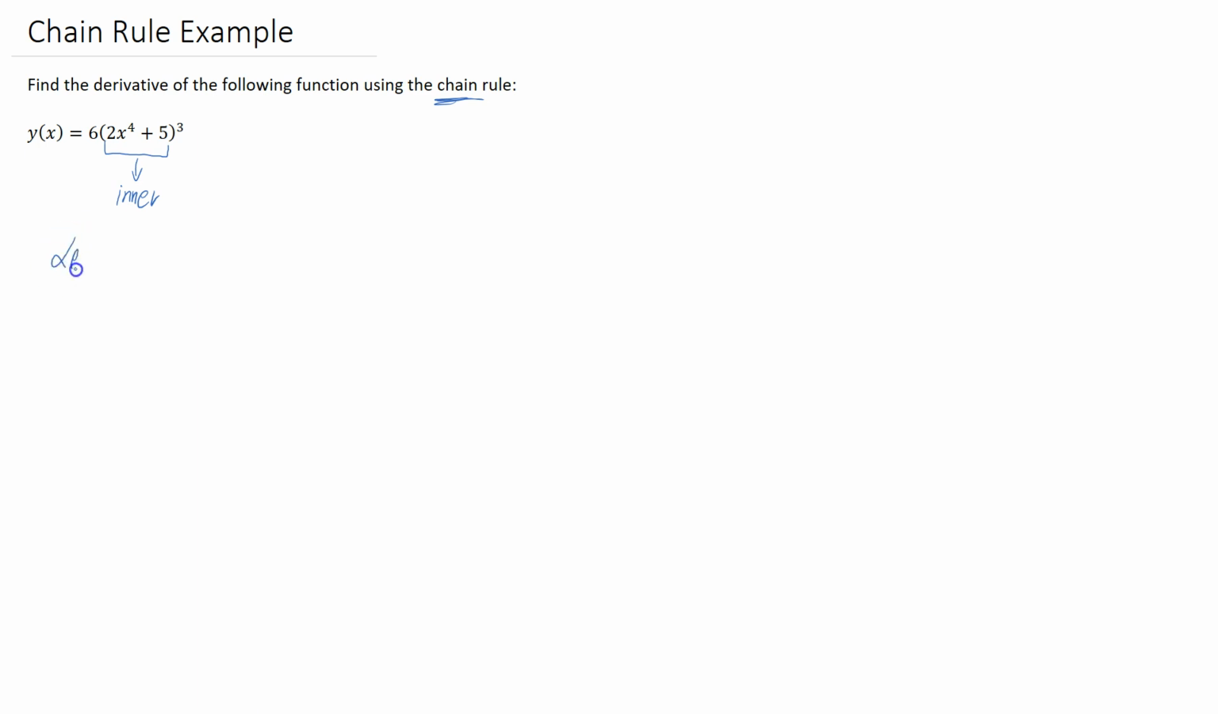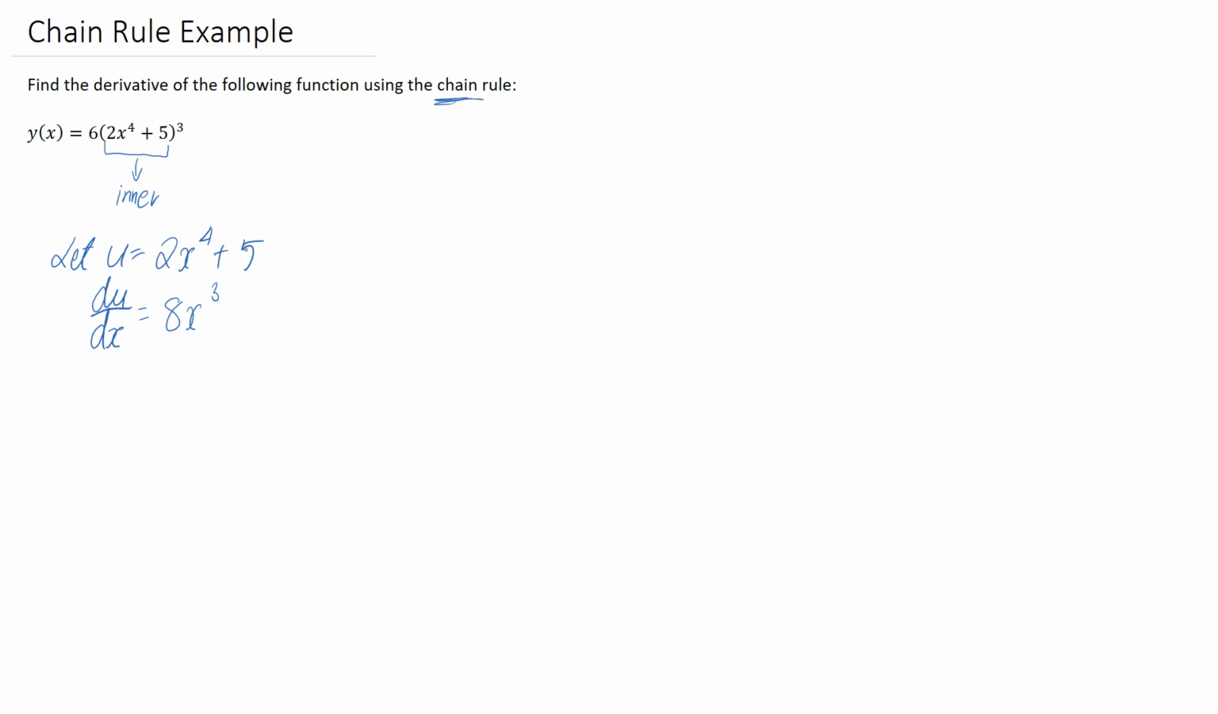What we start off with is we let u be our inner function. So in this case, it's 2x to the 4 plus 5. And then we want to take the derivative of this inner function with respect to x. So that's du on dx. We can apply our power rule here. So we get 4 times 2, which is 8, x, and take 1 off the power, which goes to 3. And then, of course, the derivative of 5, it's just a constant, so it goes to 0.